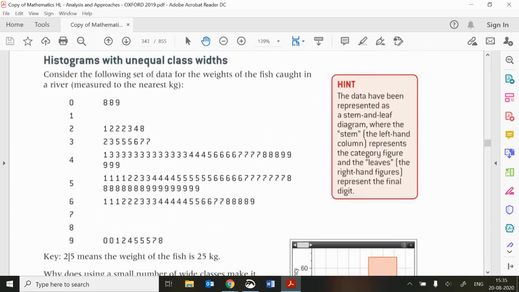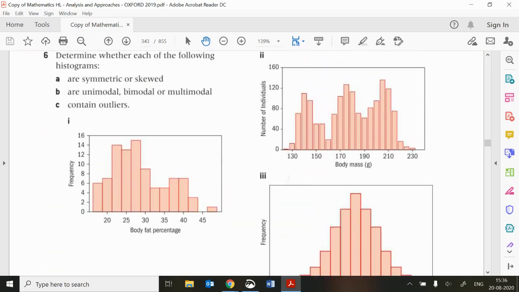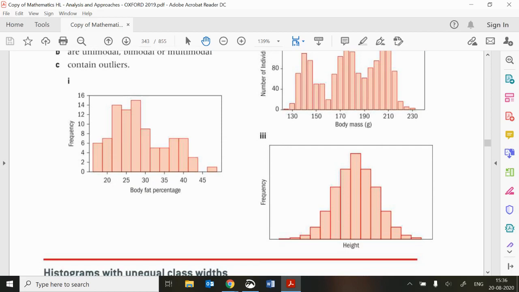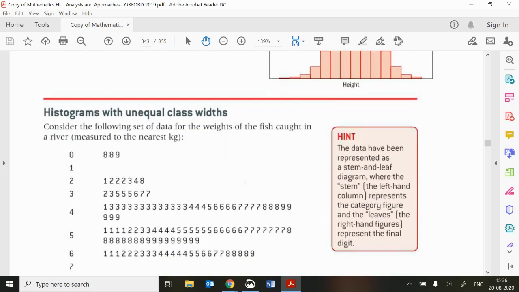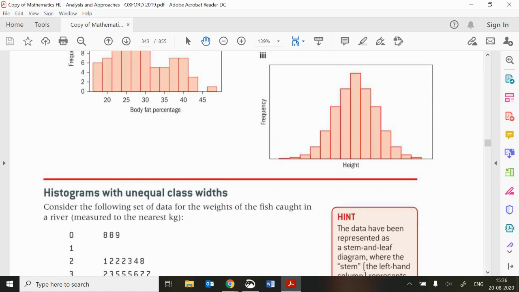And next time around, we're talking about good old-fashioned histograms with unequal class widths, which is what a lot of people would have understood histograms to be from GCSE or previous courses. Up until now, it's kind of interesting that we've allowed histograms to use frequency on the vertical axis, and now we're going to be using frequency density on that vertical axis instead.